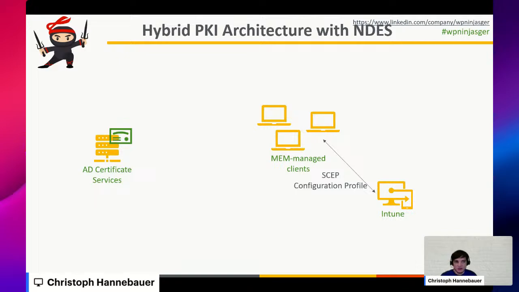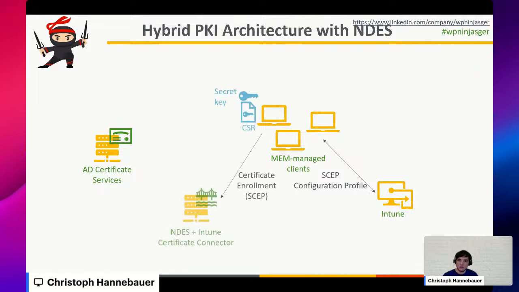What the clients will do then, if such a profile is configured and they are in scope, is generate a cryptographic key pair and a certificate signing request, and send it to a URL that's in the SCEP configuration profile. In this case, that would be an NDES server. That's Microsoft's on-prem implementation of a SCEP service.